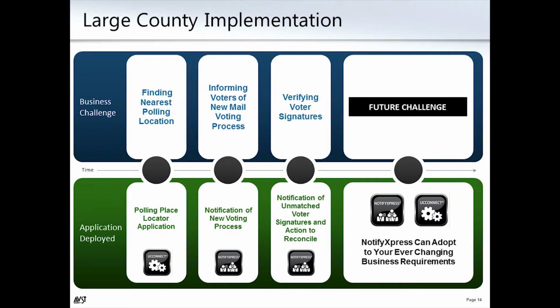And then as soon as they did that, they had another problem where people didn't quite understand how to do it, so they would get a lot of mail-in ballots that were not quite right for one reason or the other, and rather than have a list of people calling all these people back, they took that same NotifyXpress and just put another campaign on it.